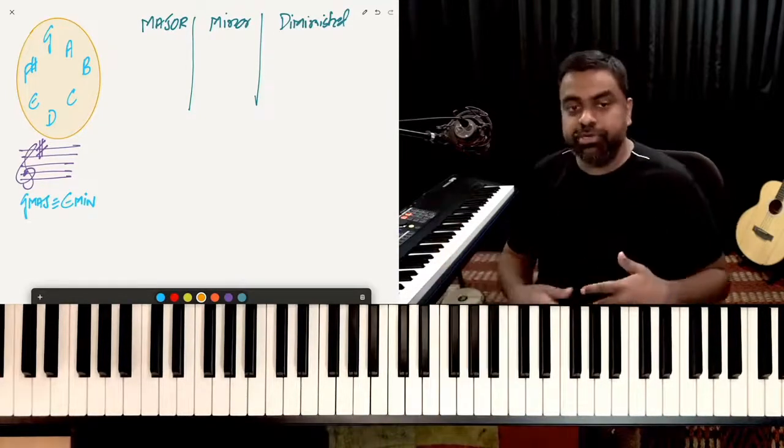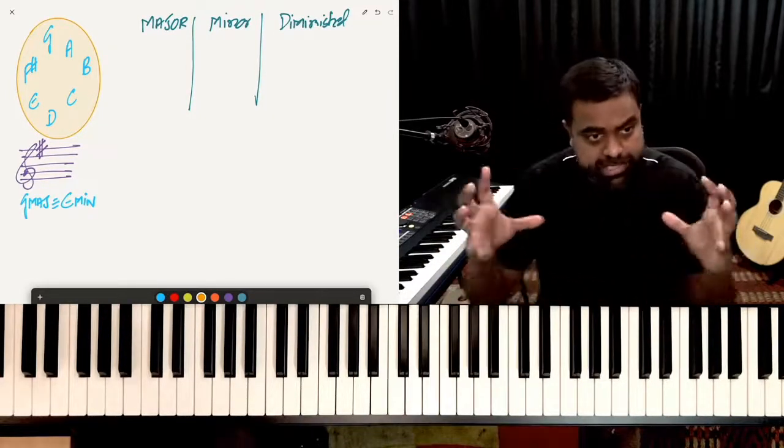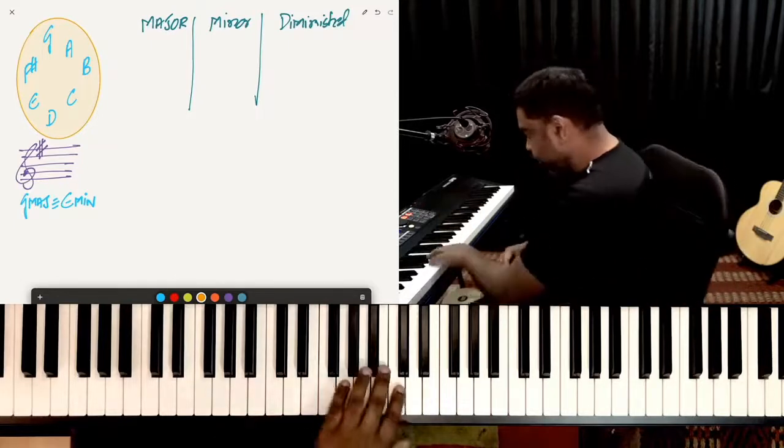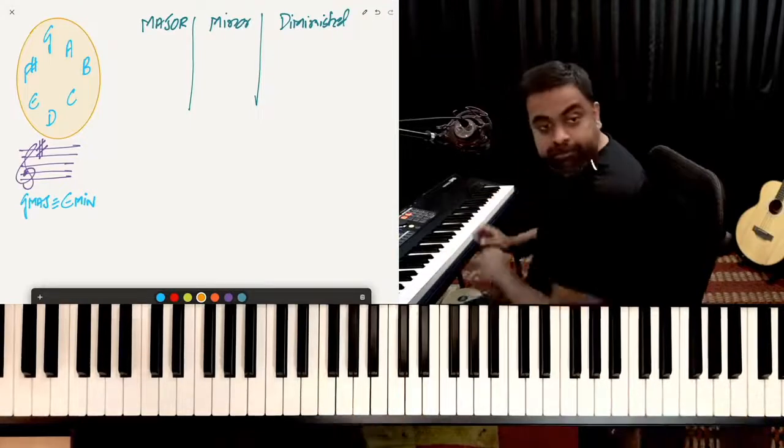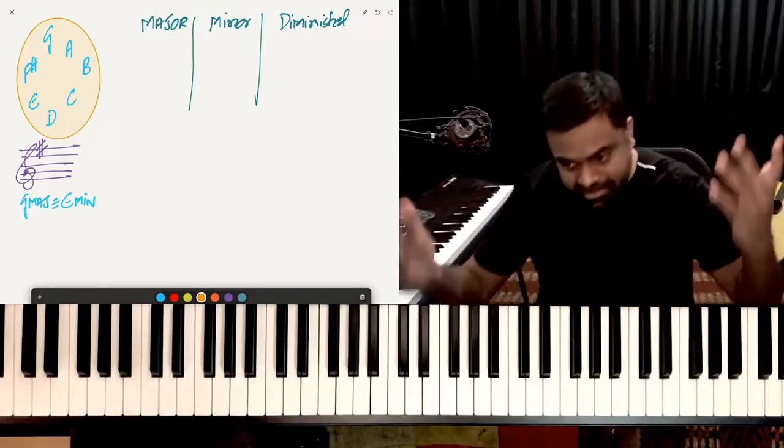By that argument, you could even use fourths to connect harmony. More on that later. And the circle of fifths.